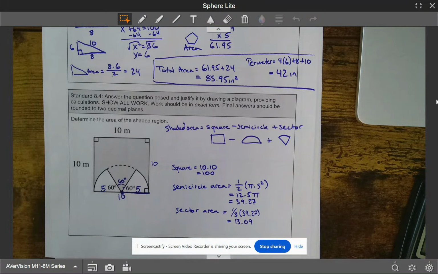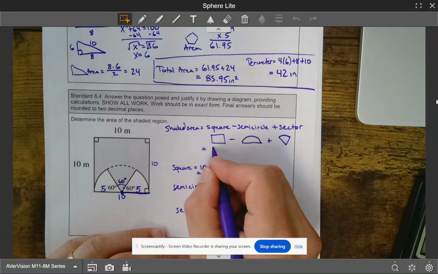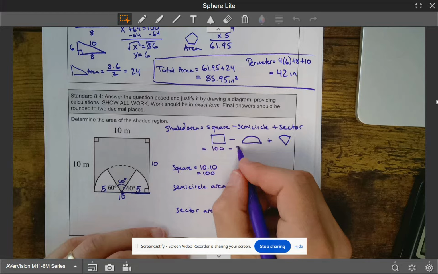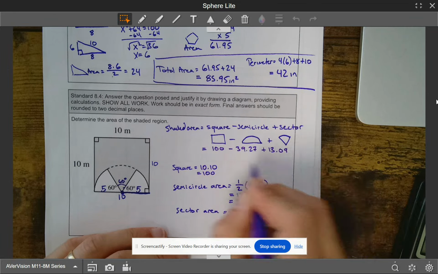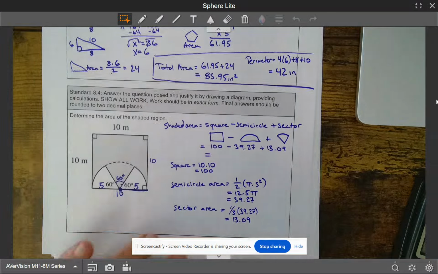So then my total shaded area is what? 100 minus 39.27 plus that sector. So my final shaded area is 73.83 square meters.